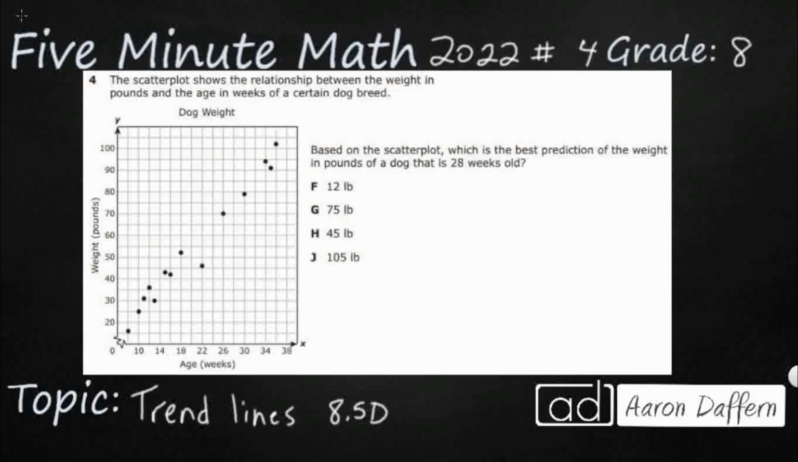Today we are looking at the 8th grade concept of trend lines. This is standard 8.5D in the great state of Texas, and we are using item number 4 off the 2022 released STAAR test. If you have not done so already, please go ahead and take a moment to pause the video, work this problem out on your own, unpause it, and we will look at our answers together.